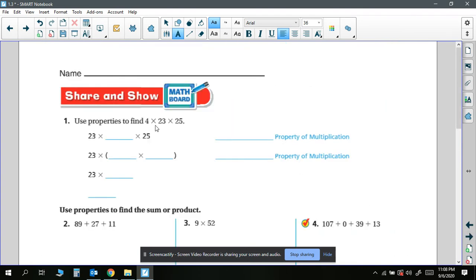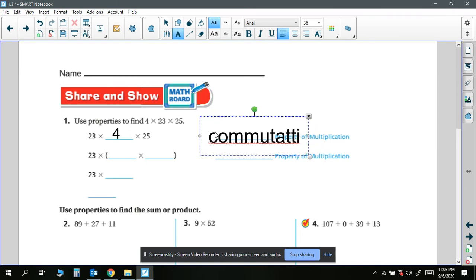All right, it says use properties to find 4 times 23 times 25. So now, there are times when you're working on a problem and you can use more than one property. So if we look here, which one are we missing? We have 23 blank and 25. So we're missing that 4, right? Put that 4 in there. So all we did was we switched the numbers around. So remember, when you switch them, it's the commutative property. Just flop them.